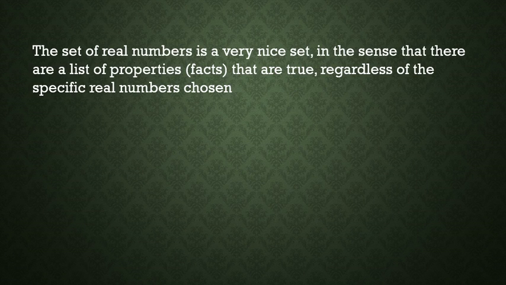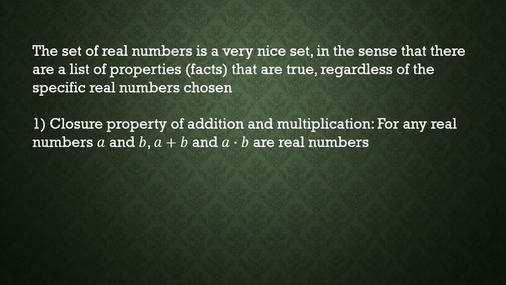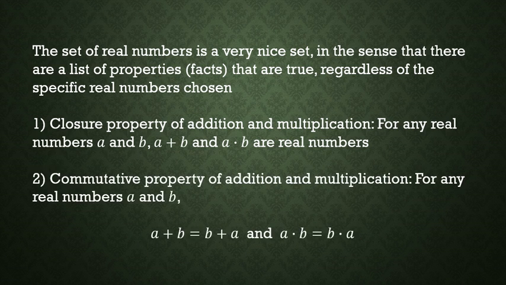So the set of real numbers is a very nice set, and I mean very nice in the sense that there are a list of properties or facts that are true regardless of the specific real numbers that we choose. And we're going to go through those properties now. First one is the closure property of addition and multiplication. If you pick any two real numbers a and b, if you take their sum, you're going to get a real number, and if you take their product, you're going to get a real number. So sums and products of real numbers are real numbers.